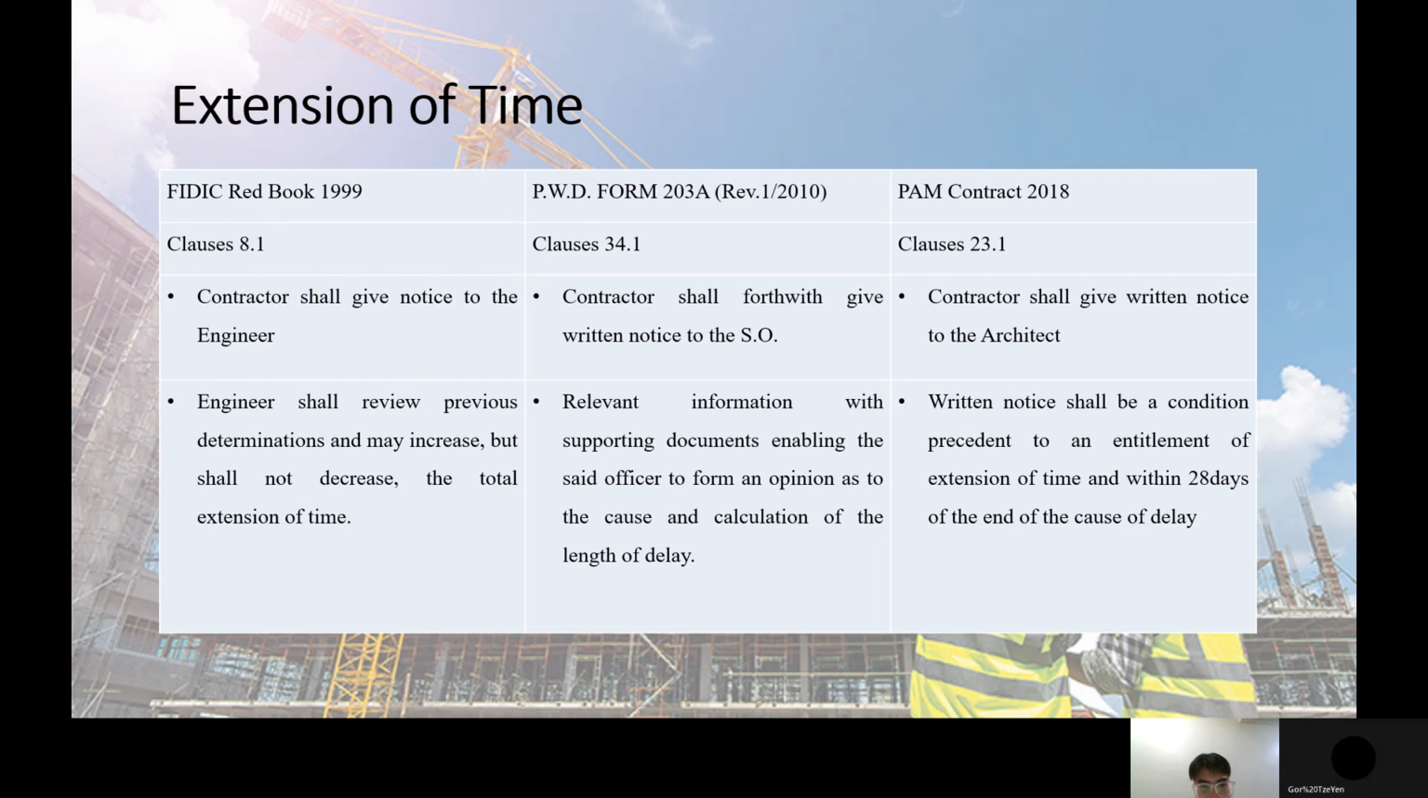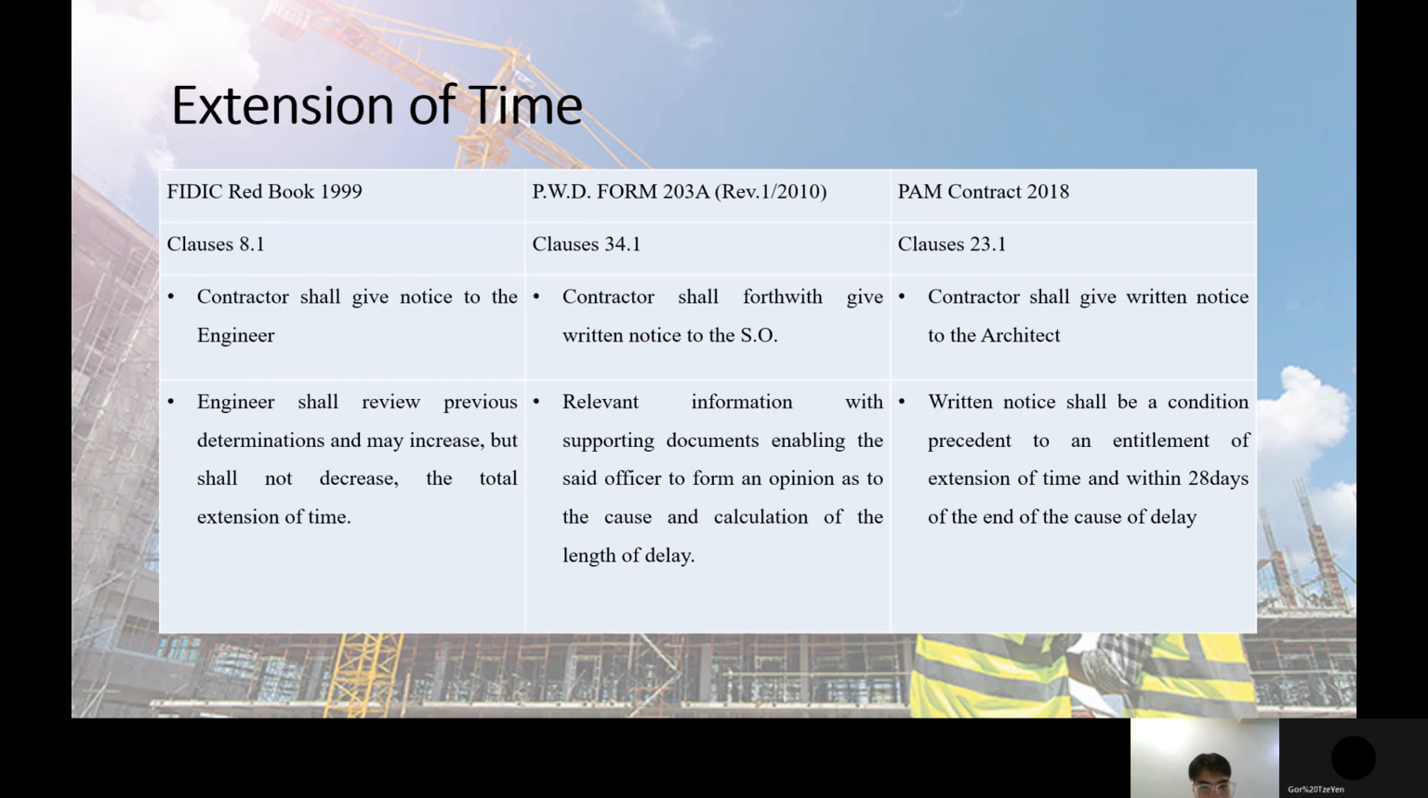Next is extension of time. FIDIC Red Book 1999, clause 8.1. The contractor shall give notice to the engineer. The engineer also shall review the previous determinations and may increase but shall not decrease the total of extension of time.